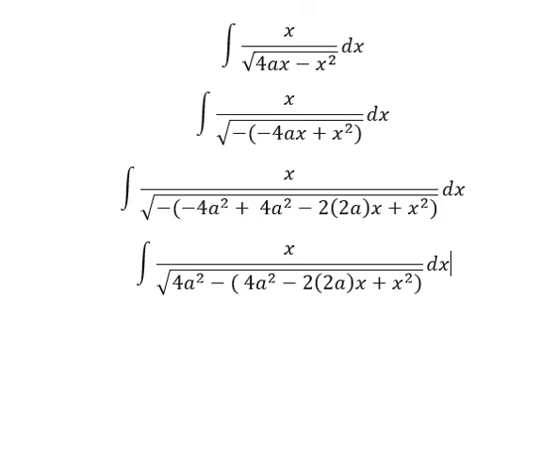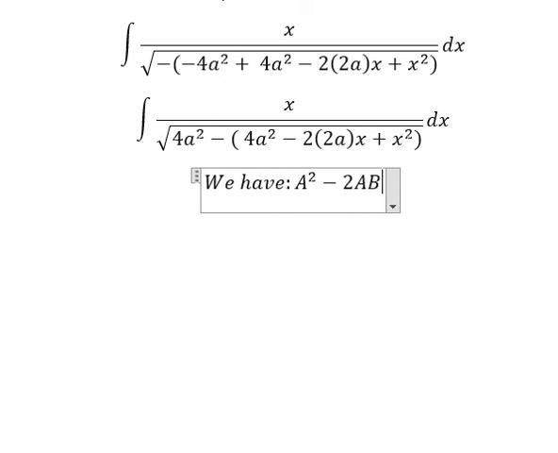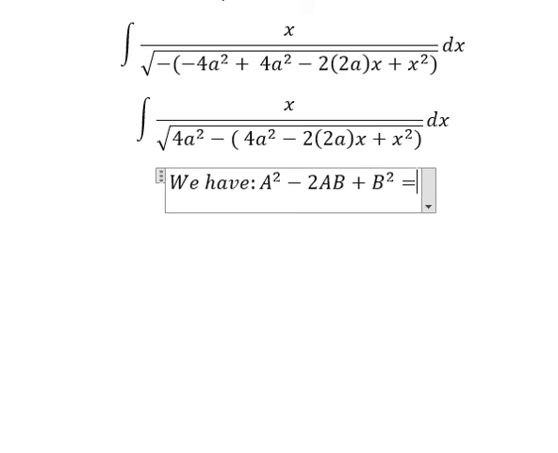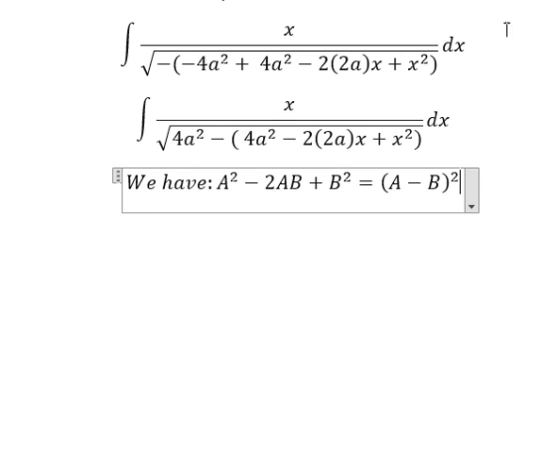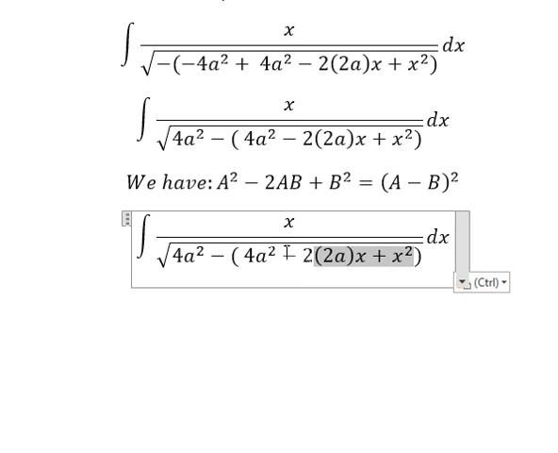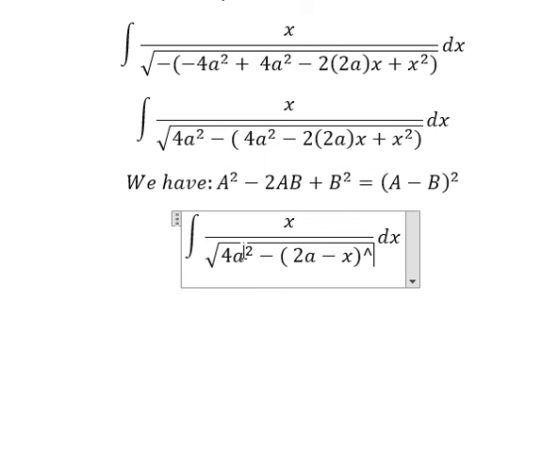Next, we have the formula in here. That is about a squared minus 2ab plus b squared equals to a minus b to the power of number 2. So, we need to transform this one into this one. So, we have 2a minus s everything to the power of 2.